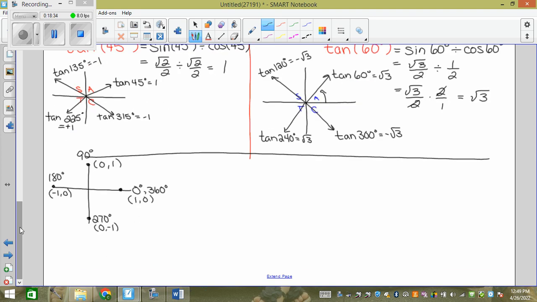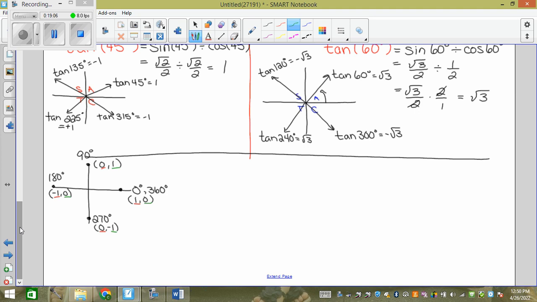Okay, cos and sine are easy for these. Because what's cos of 0? Cos of 0 is 1. What's cos of 90? 0. What's cos of 180? Negative 1. What's cos of 270? 0. Okay. What's sine of 360? 0. What's sine at 90? 1. Sine at 180? 0. Sine at 270? Negative 1. Correct? So it's just the y's and the x's. Cos and sine are easy.